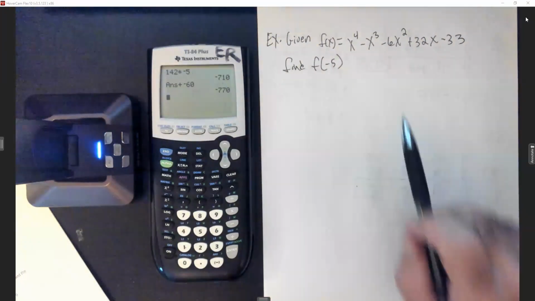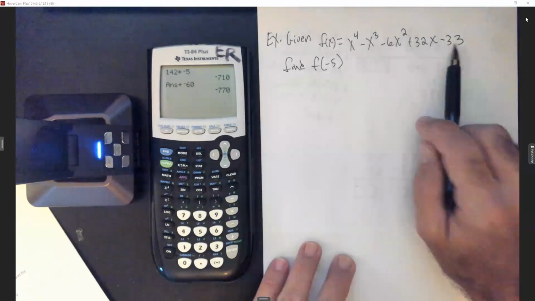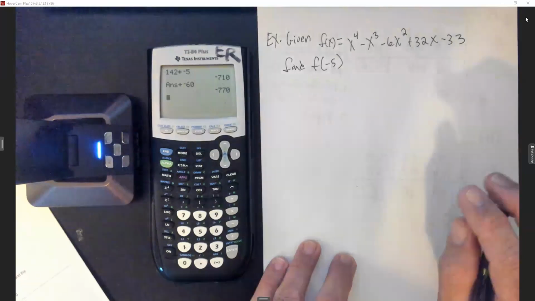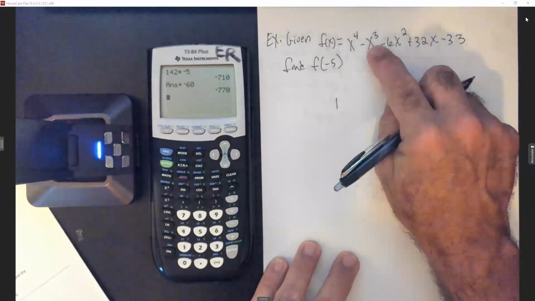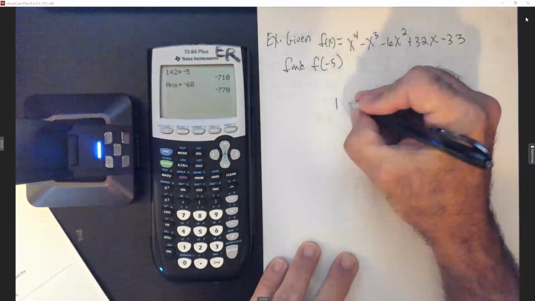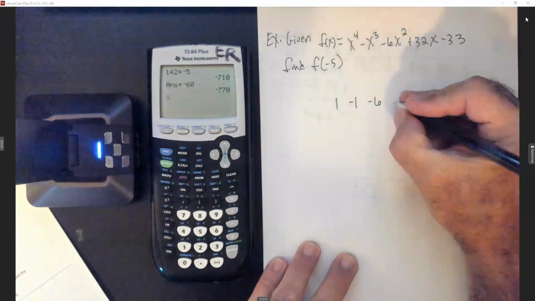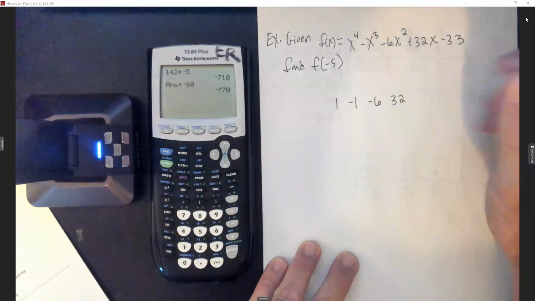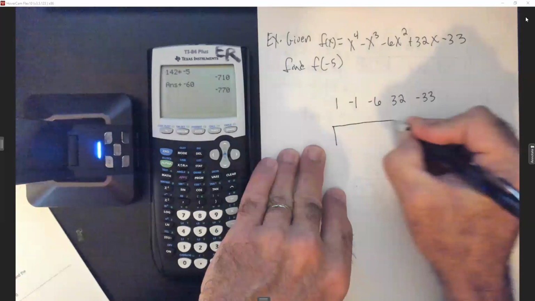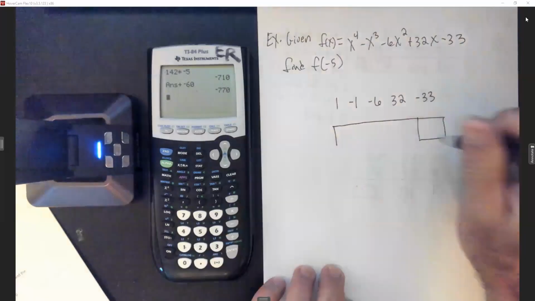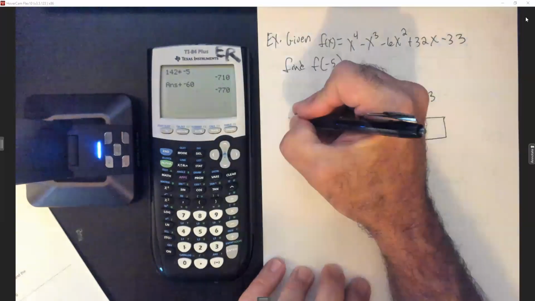All right, so let's see, I got my x^4 term, x^3 term, x squared term, x term, and my number. So nothing's missing in that order. So I'm going to write out all my coefficients. So the x^4 would be a 1, negative x^3 would be a negative 1, negative 6x squared would be a negative 6, 32x, I write my 32, and then I bring down my negative 33. Draw our little box. And once again, I'm looking for that remainder. My c will be negative 5.